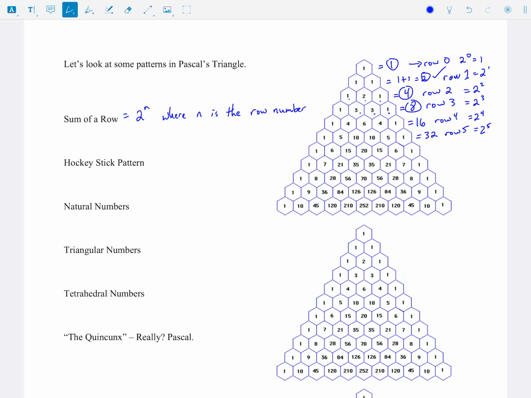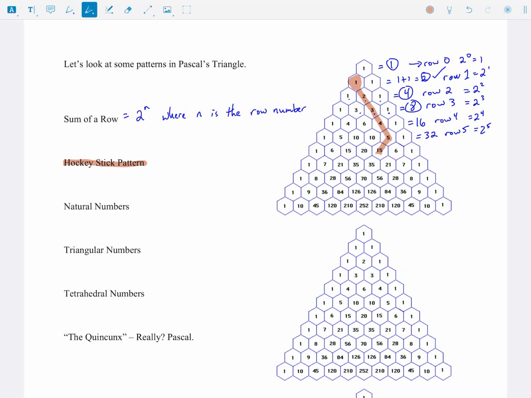That's cool. If you don't think that's cool, you need to figure out how to find some excitement in life, okay? All right, next one, the hockey stick pattern. This is a good Canadian one. What we're going to do is start at a 1 and head down diagonally, and then draw a blade going the opposite direction towards the interior.